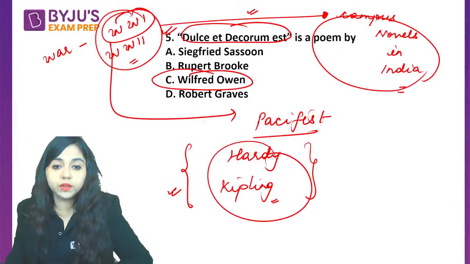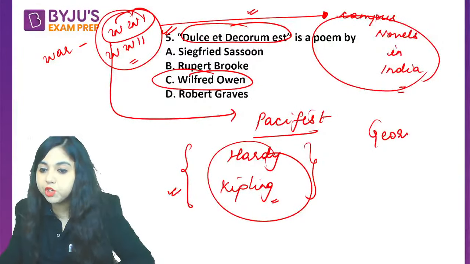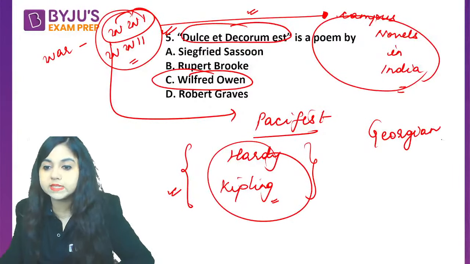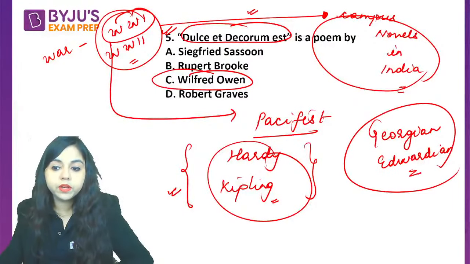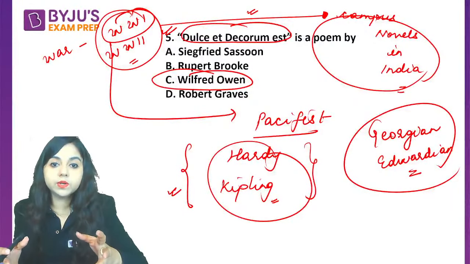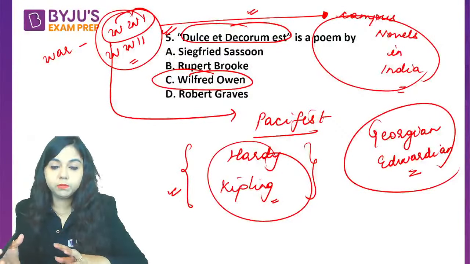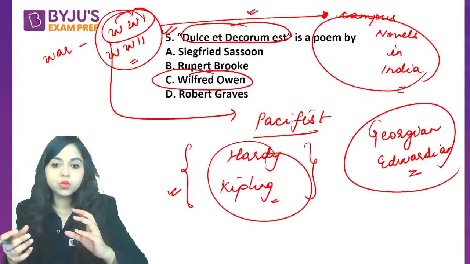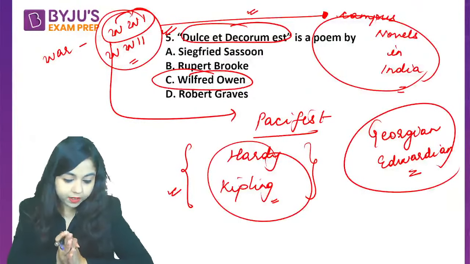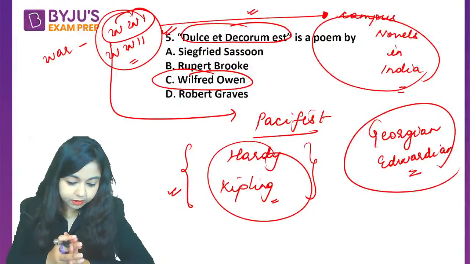pacifist views altogether. Then Georgian poetry, Edwardian poetry, you need to make separate short little notes because you do get questions on works like A Shropshire Lad by Housman. So the Georgian poets, the Edwardian poets, Edwardian realistic writers like Joseph Conrad, E. M. Forster, Rudyard Kipling, they are also equally important. You will have to cover and make bite-sized notes on all of these topics and cover them end-to-end. That is really required, okay? So please keep that aspect in mind, okay?